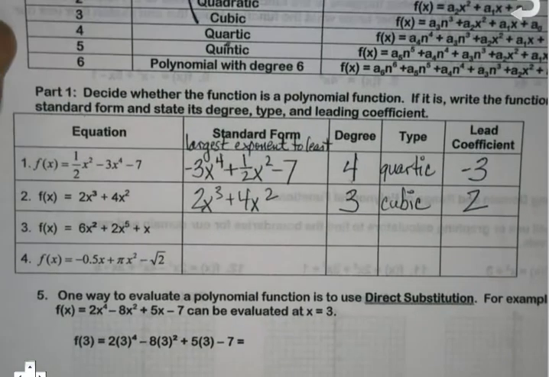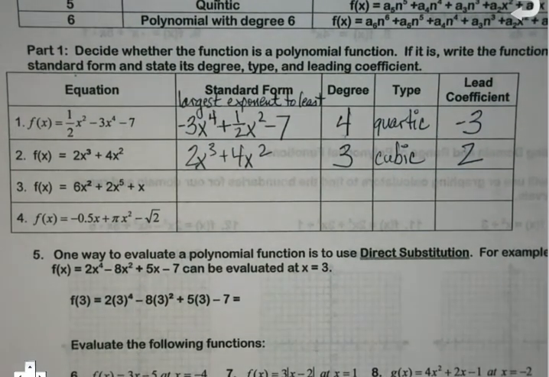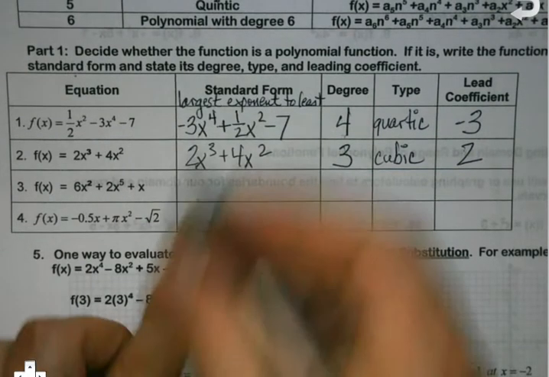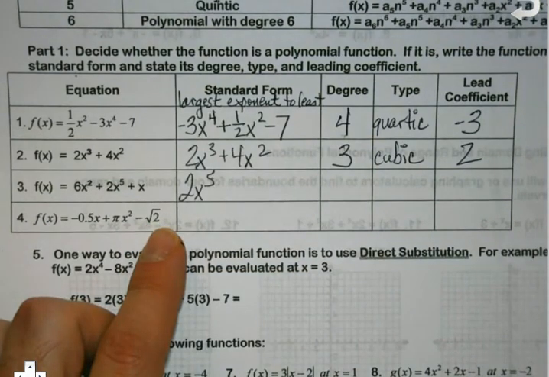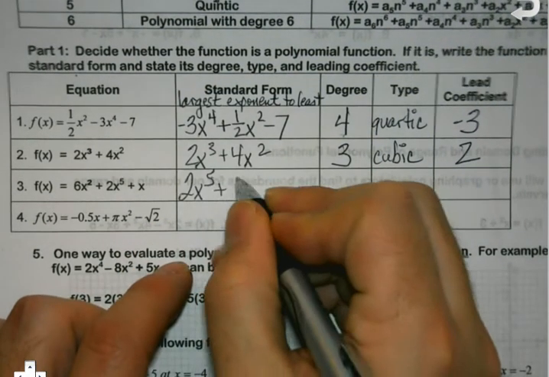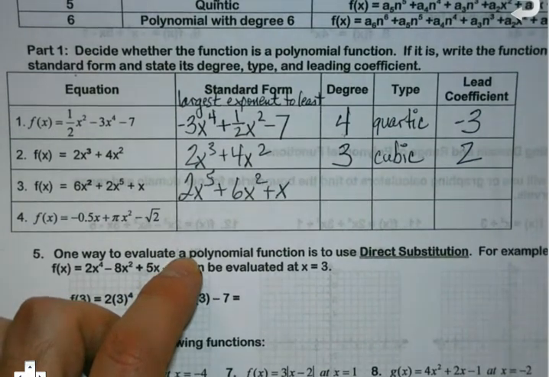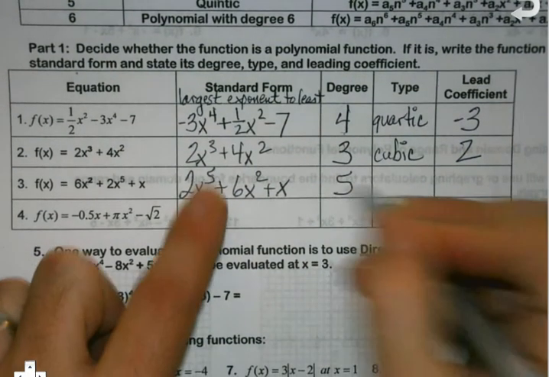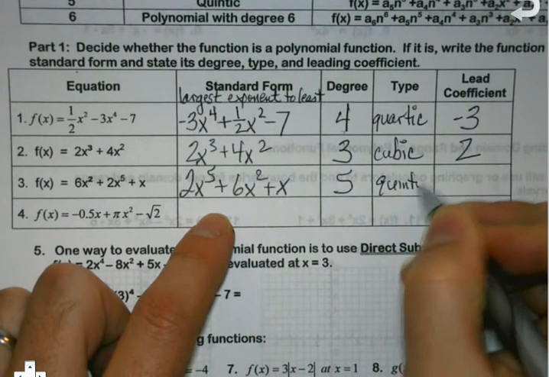Bump up a little more here. What about number 3? Okay, 2x to the 5th is first, as the largest degree. x squared plus x. Now run the rest off. 5th degree. 2.